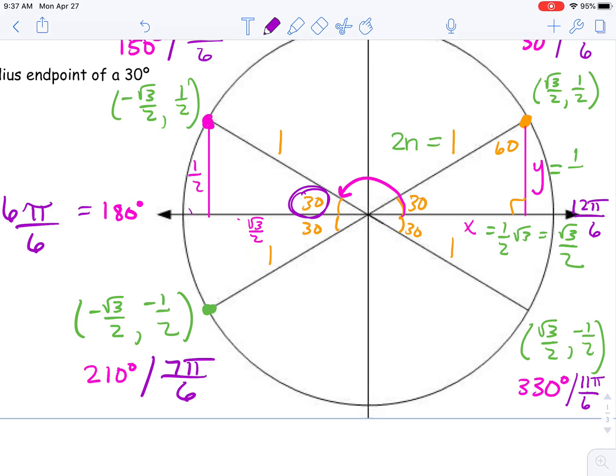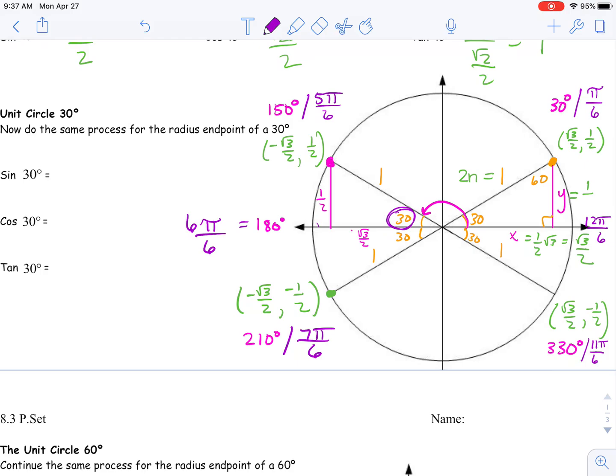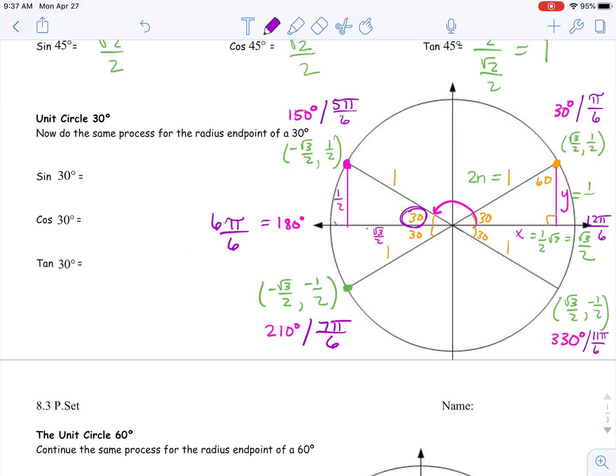So there is your degree and radian at each of your 30-degree marks around the unit circle, along with the ordered pair. I know it seems like a lot right now, and I promise we are getting to where we're going to make some connections, so just bear with me. We're building the unit circle.